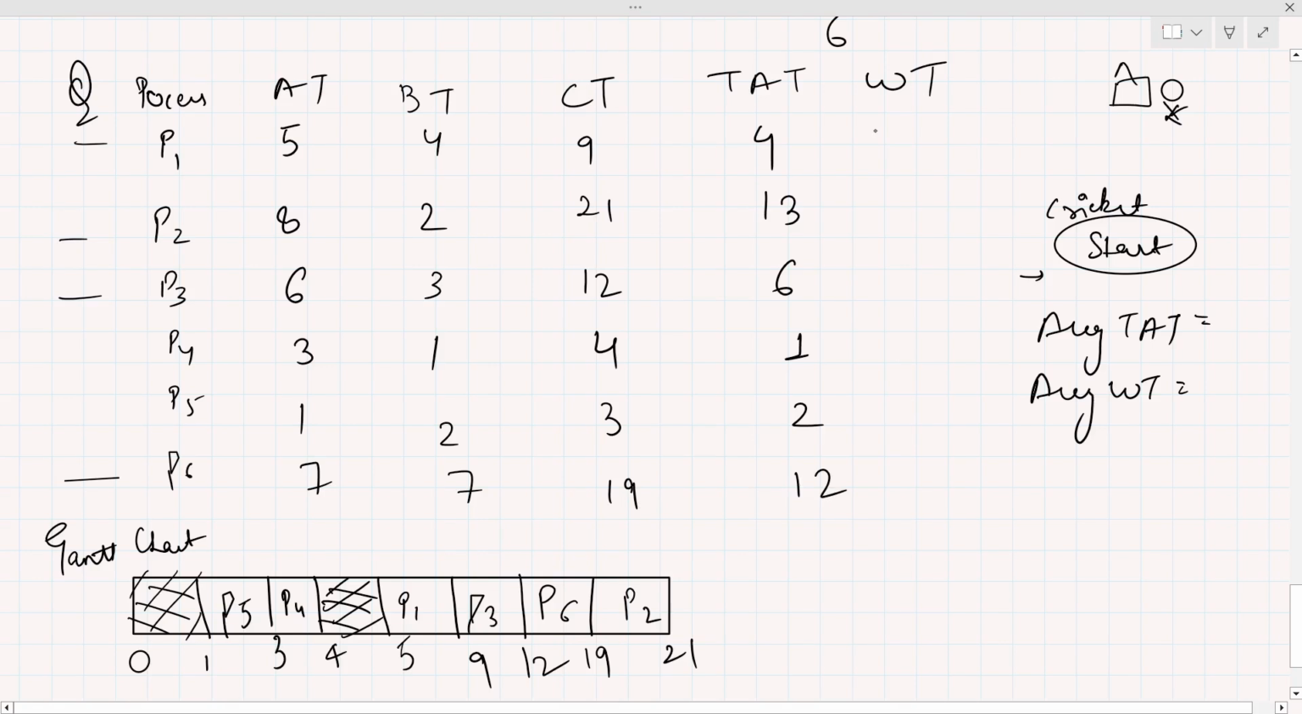Now waiting time is TAT minus the burst time. So 4 minus 4 is 0, 13 minus 2 is 11, 6 minus 3 is 3, 1 minus 1 is 0, 2 minus 2 is 0, and 12 minus 7 is 5. Now you can easily find the average TAT and average waiting time: sum up all these values and divide by the number of processes, which is 6 in this question.